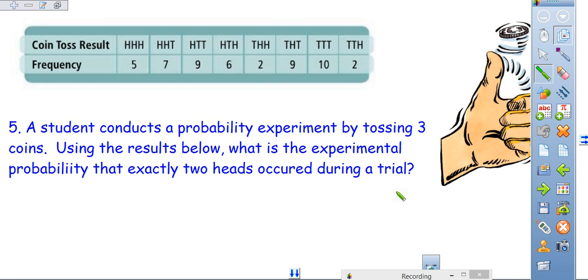A student conducts a probability experiment by tossing 3 coins. Using the results below, what is the experimental probability that exactly 2 heads occurred during the trial?